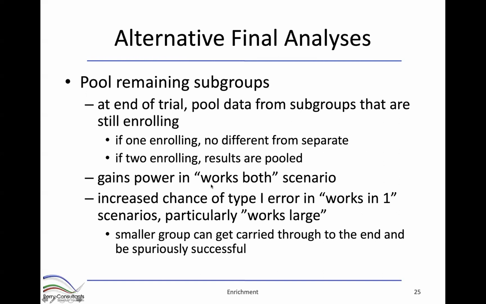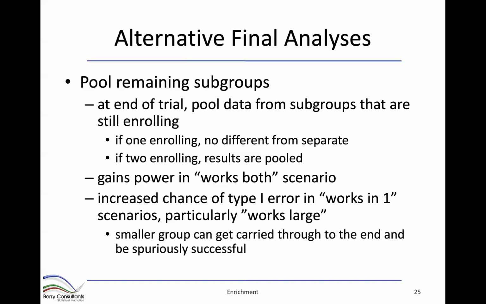The disadvantage to doing this pooling of the remaining subgroups is you're going to get an increased chance of type 1 error when there's a differential effect. So if you can think of the scenario where it works in the large group, but it doesn't work in the small, it's quite possible that you will get to the end of the trial and you've never dropped anything. It was hard to figure out the small group was bad. And so what happens, you do your pooled analysis, you basically carry the small group along.